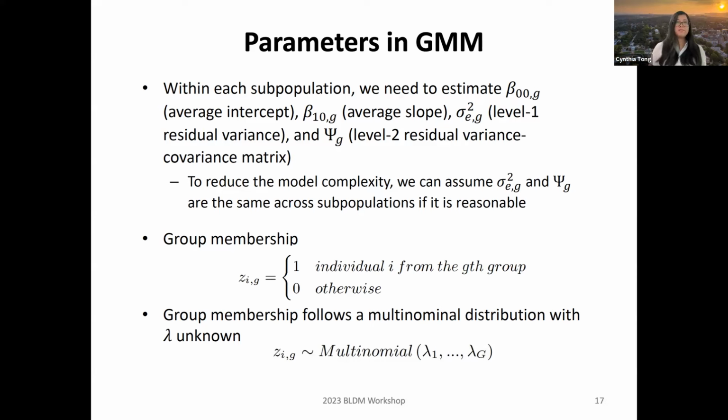Group membership is recorded with an indicator, Z_ij. It equals 1 if subject i is in group j, and equals 0 if it's not in group j. The group membership follows a multinomial distribution with parameters lambda.